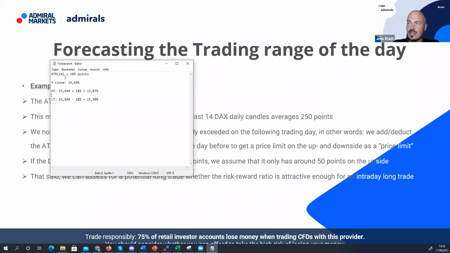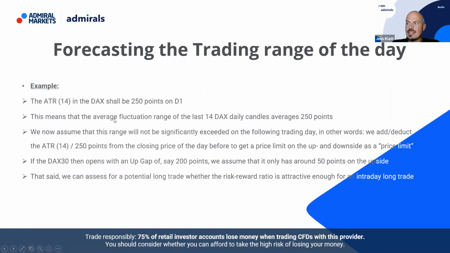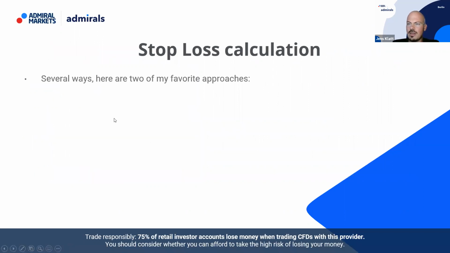185 points based on the ATR 14. We take yesterday's closing price, we add it, we deduct it, and take it from there, and then say, okay, obviously this is something we can work with. And so in the next step, we go into how to use the ATR from a trading perspective, from a day trading perspective in this context.